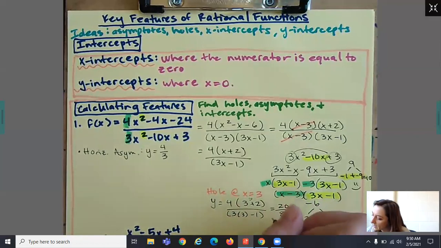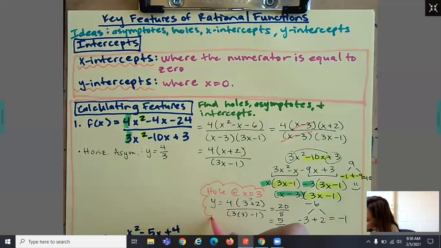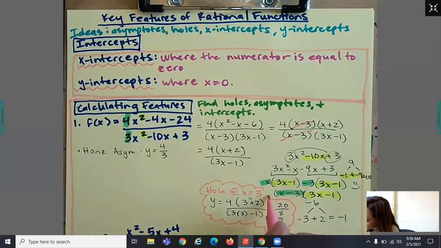So 20 divided by 8 can be reduced, they're both divisible by 4. So 20 divided by 4 is 5, and 8 divided by 4 is 2. So the y value of our hole is going to be 5/2. And let's just make some little separation things here.